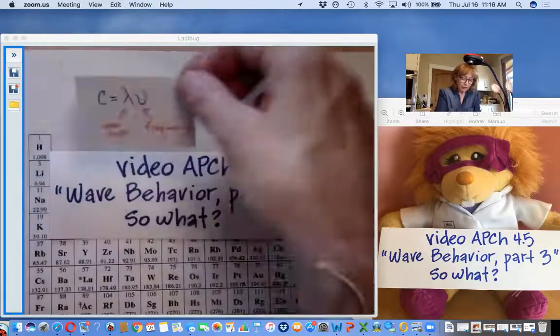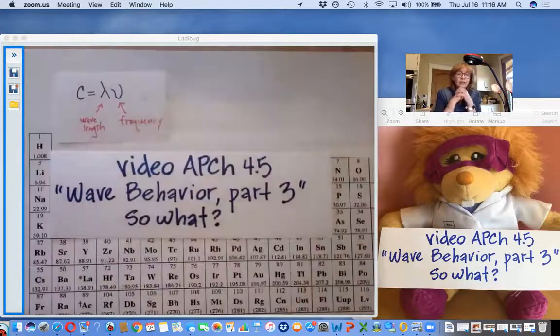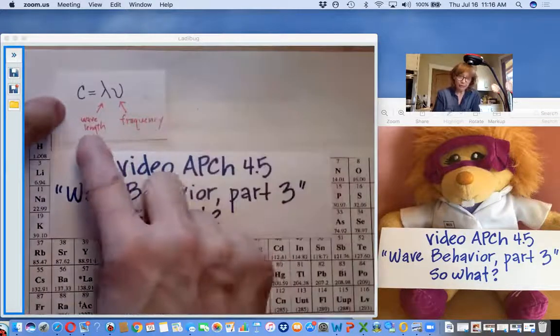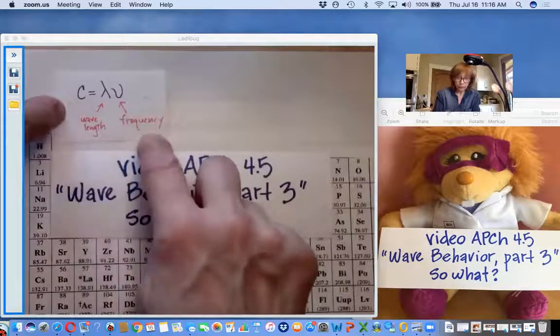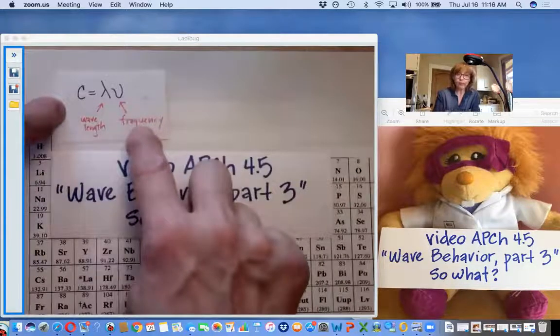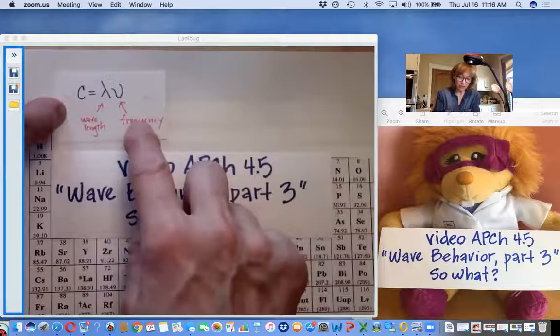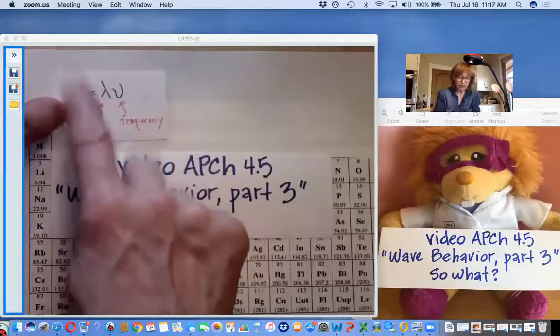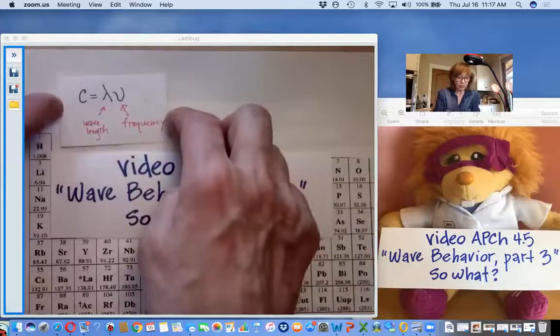So in an earlier video, we looked at wave behavior and said that forms of radiant energy each have their own unique wavelength and corresponding frequency. Those two properties are inversely related to each other such that their product is equal to a constant. That constant is the speed of light.